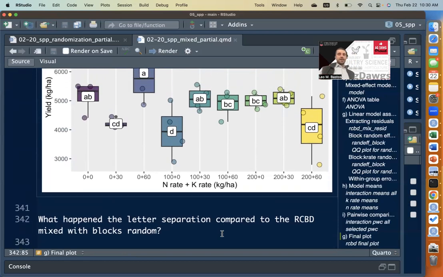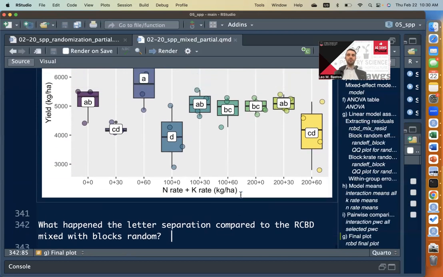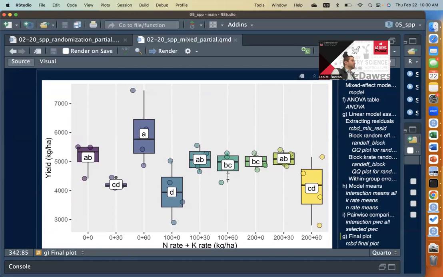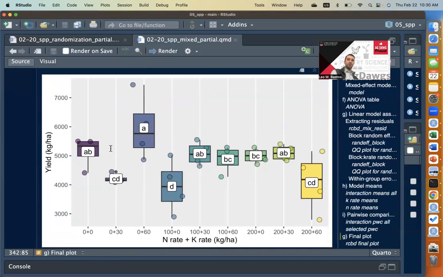And now I just want to take a quick 2 or 3 minutes here and ask you to pair with someone. If you are not in a classroom with someone else, you're going to have to do this by yourself. What I want you to do is compare this plot that we just did, treating this design as a split plot randomized complete block design with blocks as random. So go through this plot that we just created and compare these letters to the letters that you got when we just did the RCBD, the immediately previous exercise where we did only RCBD with blocks random.